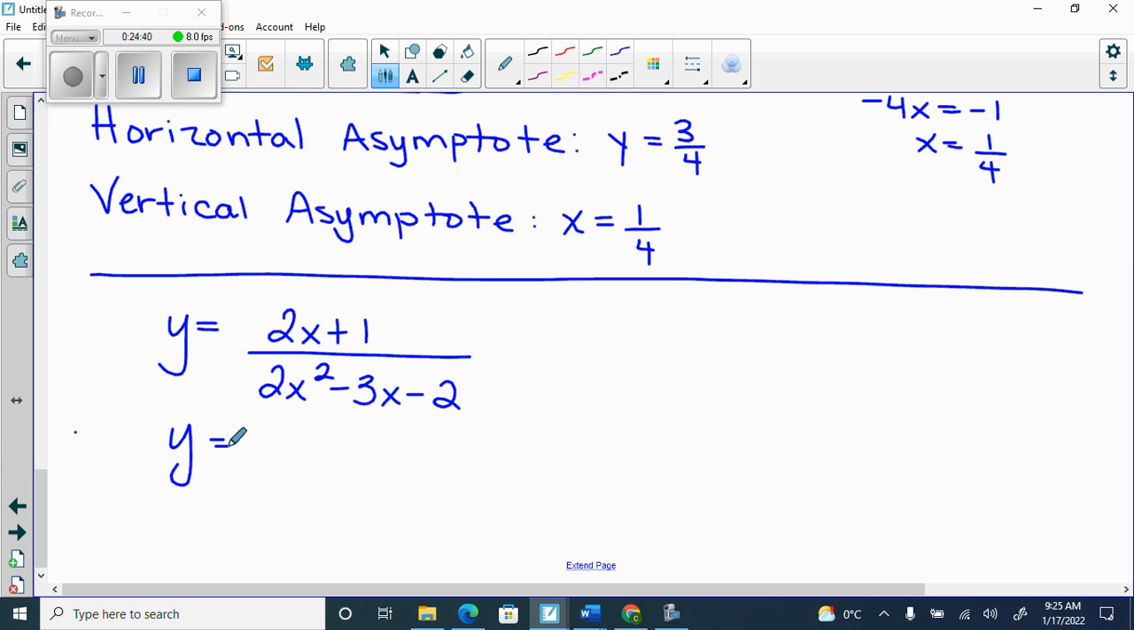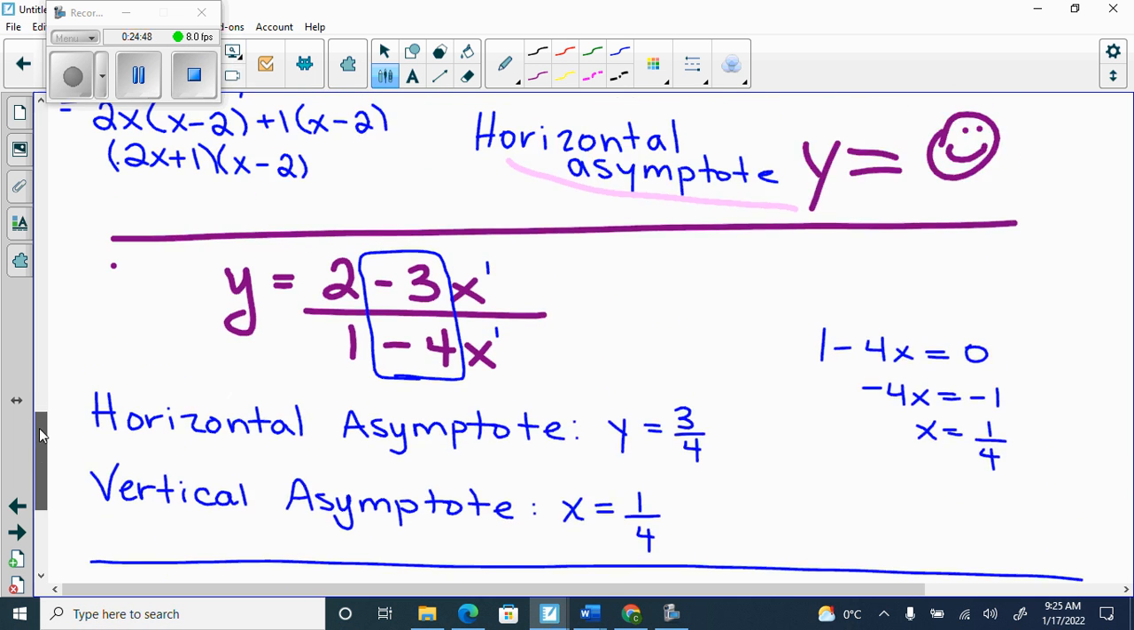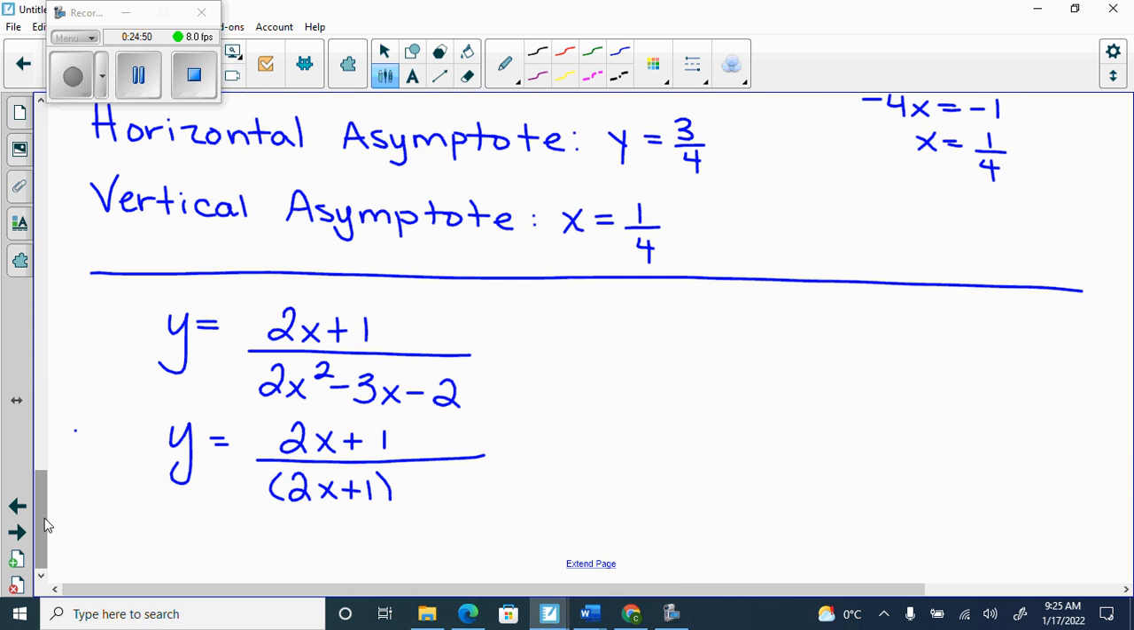When we factor our denominator by decomposition, what did we get last time we did this one? 2x plus 1 and x minus 2, I believe. Do you see something that's going to happen? They cancel off, and when they cancel off, what do we get? A point of discontinuity.